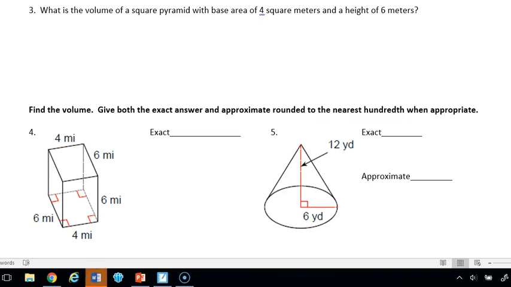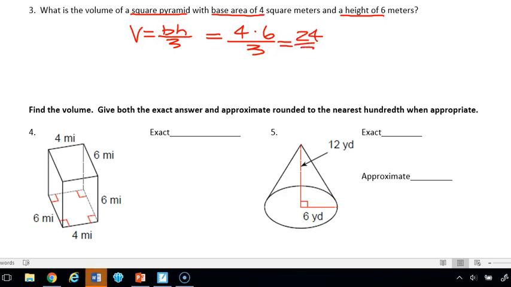So number 3 says, what is the volume of a square pyramid with a base area of 4 square meters and a height of 6 meters? So it has a base area of 4 and a height of 6. Square pyramid, again, volume is equal to base times height, and it's times 1/3, but I'm going to divide it by 3. So our base is 4, our height is 6, and we're going to divide that by 3, so that's 24 divided by 3, that's 8, and again we've got meters here, so this is going to be meters cubed.